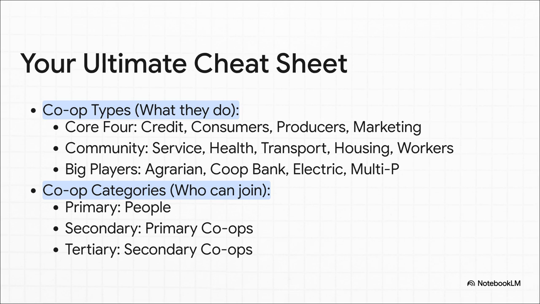The types tell us what they do. That's your core 4, the community crew, and the big players. The categories tell us who the members are. People join primaries, primaries join secondaries, and secondaries join tertiaries. If you can master this slide, you have totally got this section covered.